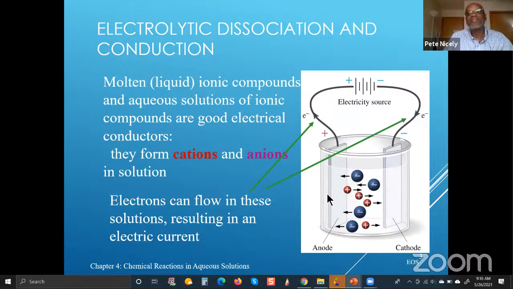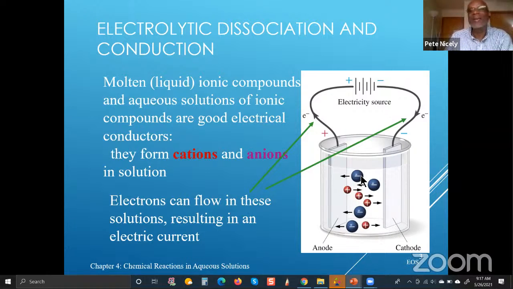So you'll notice that this electrode here is positively charged. This electrode here is negatively charged. The positively charged electrode is known as the anode. The negatively charged electrode is known as the cathode. And you'll notice in this diagram that the negatively charged ions will be attracted to the positive anode, while the positively charged ions will be attracted to the cathode.